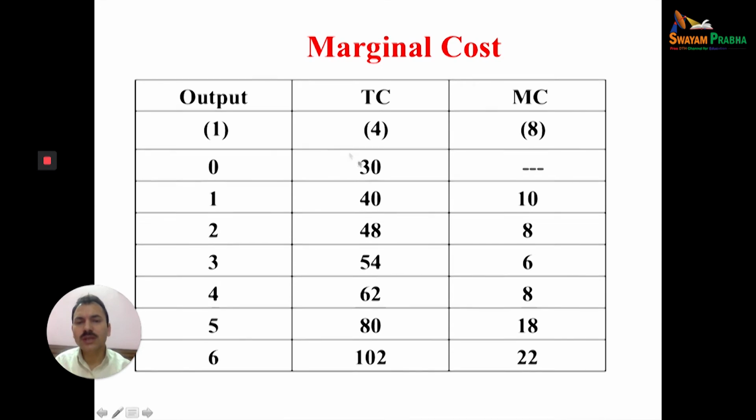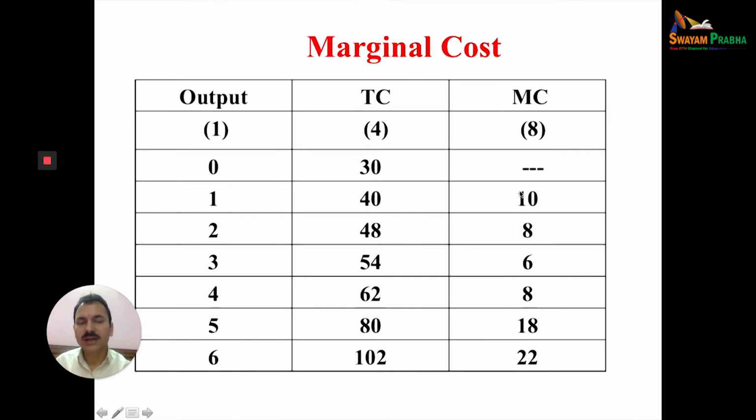Now from 0 to 1, there is a change in total cost from 30 to 40. 40 minus 30, 10, is the marginal cost: the change in total cost due to the change in quantity. Now 1 to 2, total cost goes from 40 to 48, so 48 minus 40, 8, is the marginal cost. Similarly, when output increases from 2 to 3, total cost goes from 48 to 54, so the difference is 6.